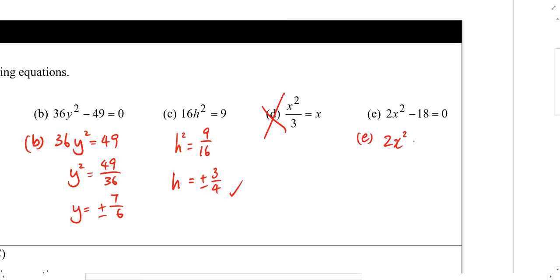Two x squared equals 18, so x squared equals 9, therefore x equals plus minus 3. Straightforward. Now we are ready to do part D together as a class. What do you think we should do as the first step? Times 3. Sheldon says times 3. Sounds good. x squared equals 3x. Sheldon, what next? What is the next step?